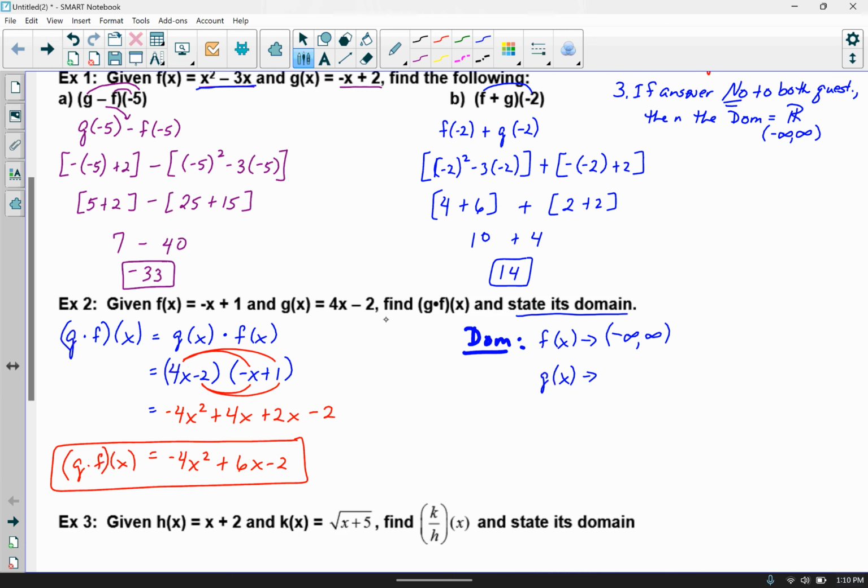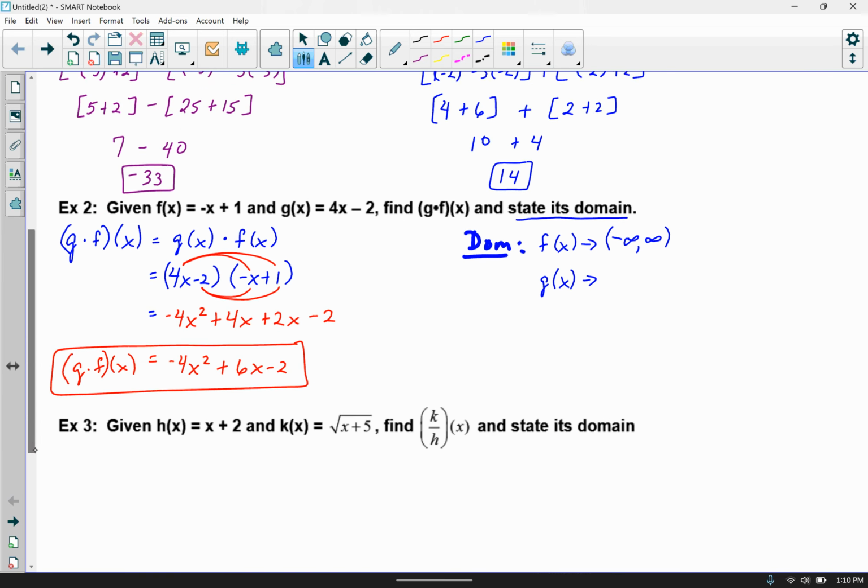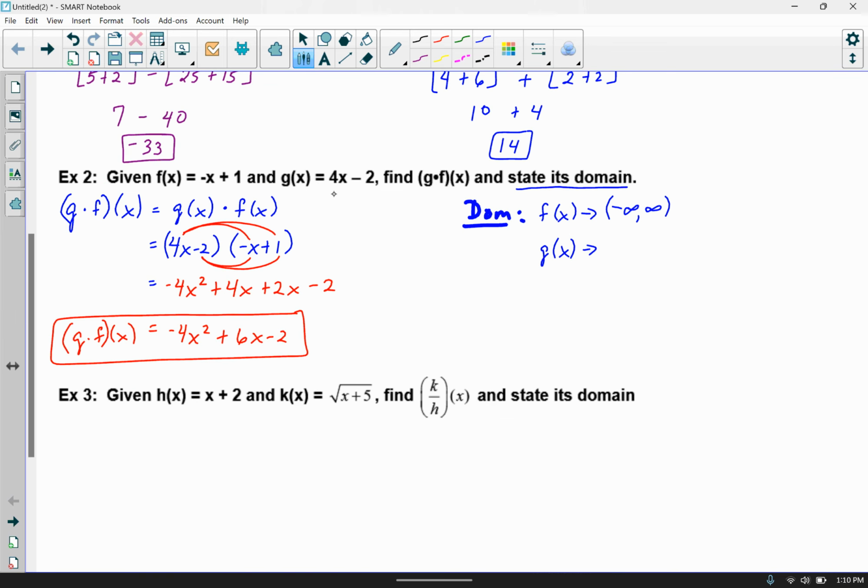Likewise for my g of x function. Again, I'm just asking these questions that I put over here on the right for you. So for my g function, does this function have a letter in the denominator? There's no denominator, so definitely not. So that's a no. Does it have an even root? There is not a square root in this function. So you're answering no to both of your questions again. Negative infinity to positive infinity.